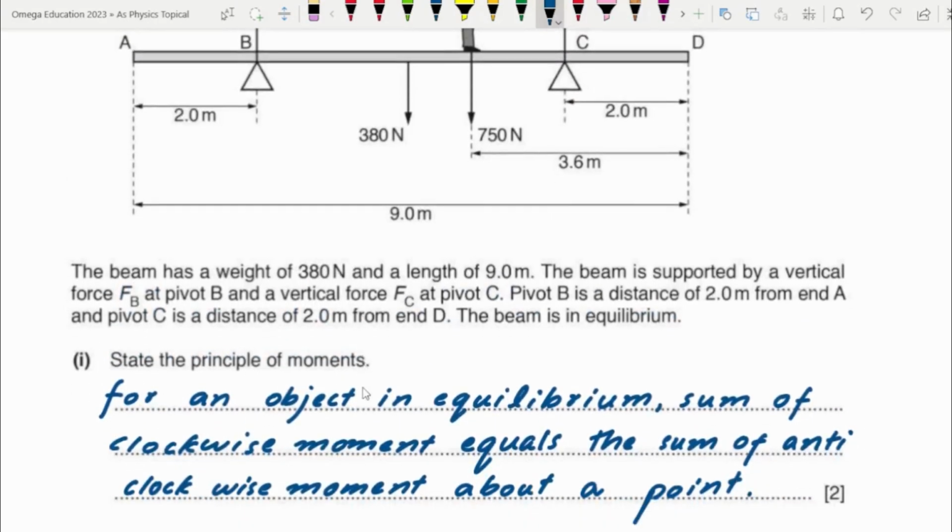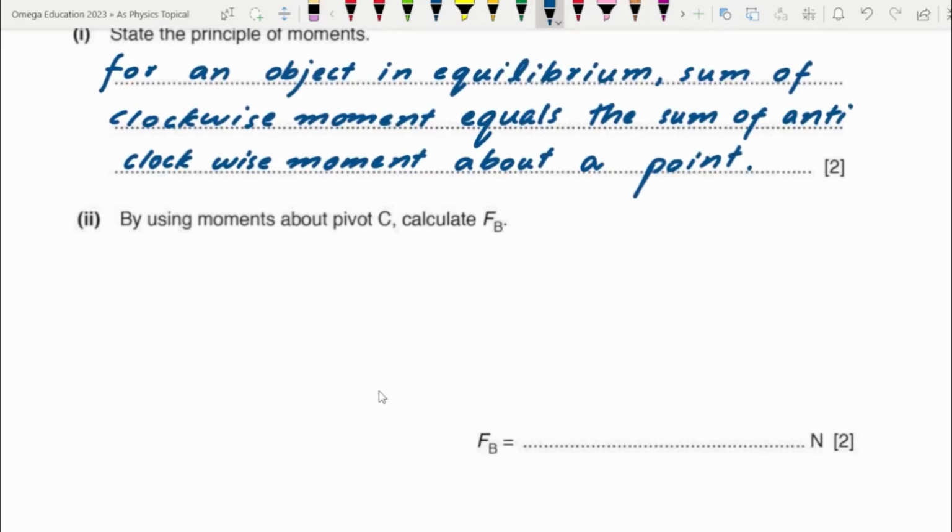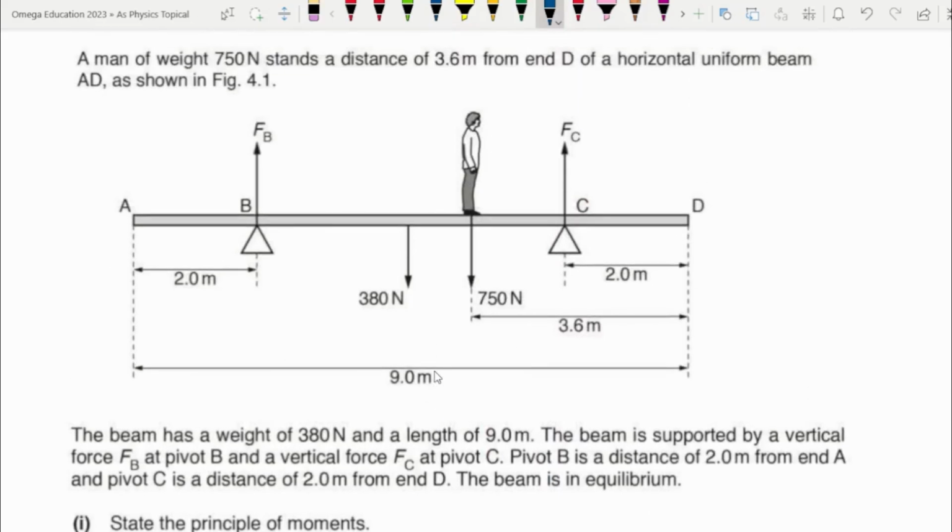Alright, for the next one, state the principle of moment. You can write down the same definition as it is. For an object in equilibrium, you write down this phrase, only then you get both the marks. Let's move on to the next one. By using the principle of moment, by using moments about point C, pivot C, calculate FB. We need to calculate the force FB, this one, and this is considered as the pivot.